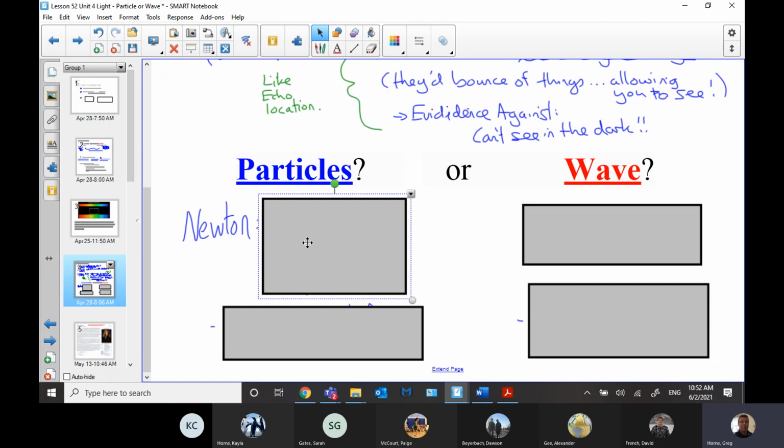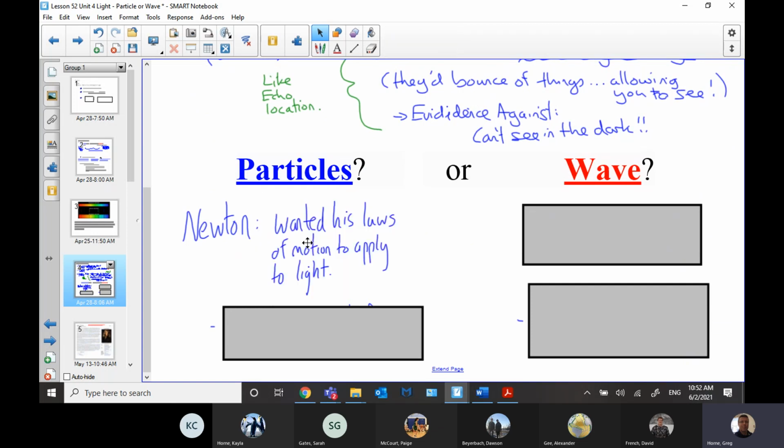The more recent account of things would be talking about particle versus wave. Newton, as in Sir Isaac Newton, basically thought it'd be great if all of his laws of motion that he was famous for applied. He was probably really wealthy and successful because of his Newton's laws working so well. He was really, really well respected. So he wanted his laws of motion to apply to light. He was very stubborn and insisted, basically, that light was particles.